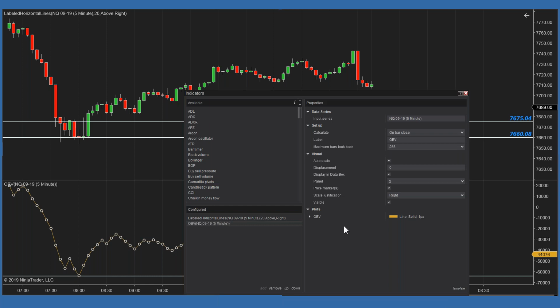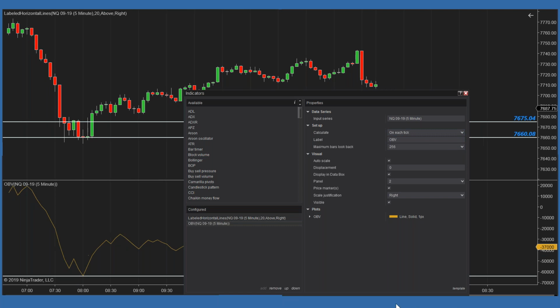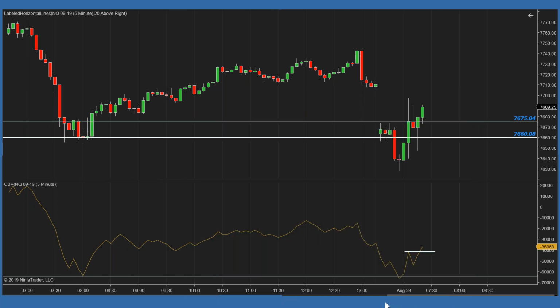I could also turn this on so that we can see the volume, because volume is current, right? It's not going to reverse, so we may as well have volume forming, or the indicator forming as the bar progresses, rather than wait. Okay, we can see that the volume, in fact, is supporting the breakout, which is also bullish.